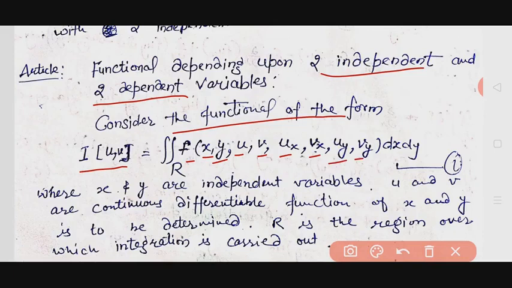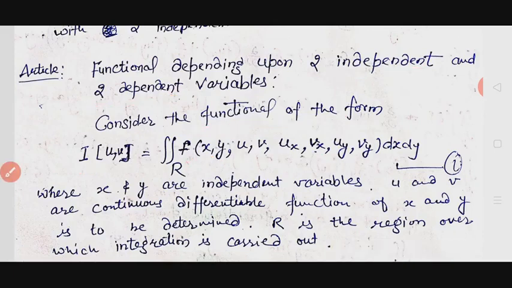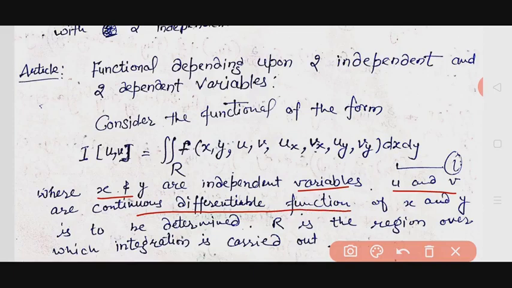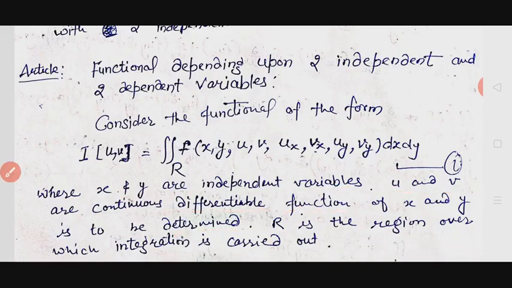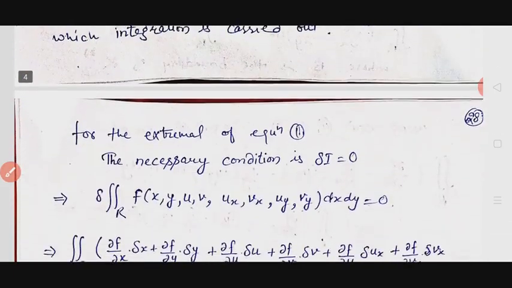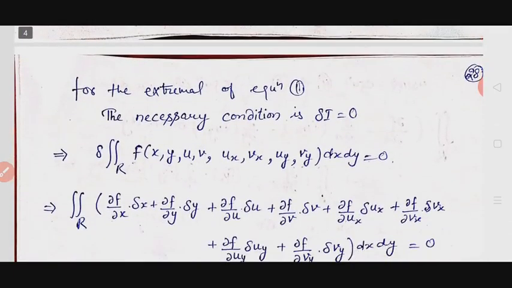Okay, so this is your functional, where x and y are the independent variables. This is written over there. And u and v are the continuously differentiable functions of x and y which you have to determine. And R is the region actually. Now again we use the same theorem. If you have to find the extremal value of the functional I, it will give the extremal value if delta of I is equal to 0.